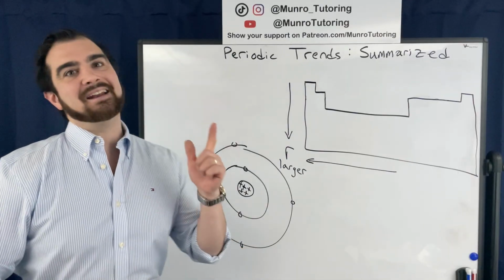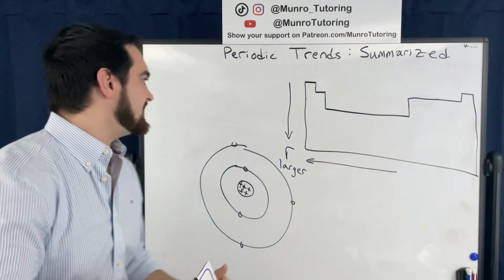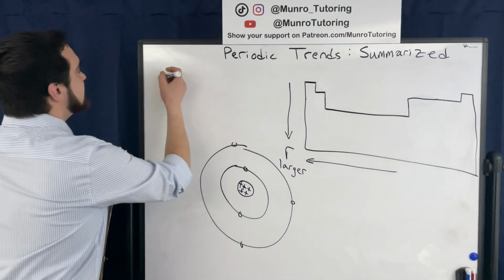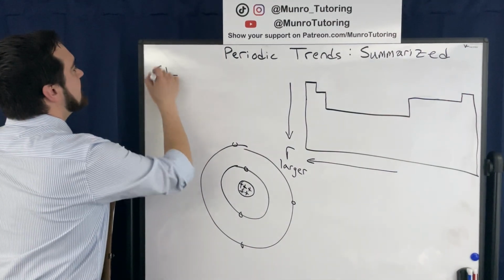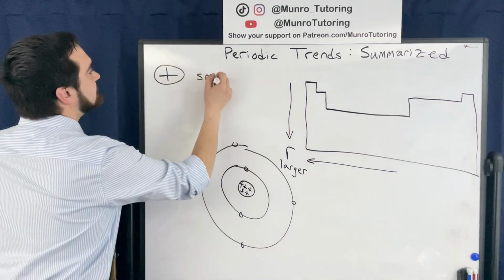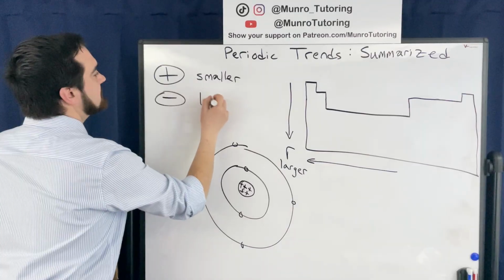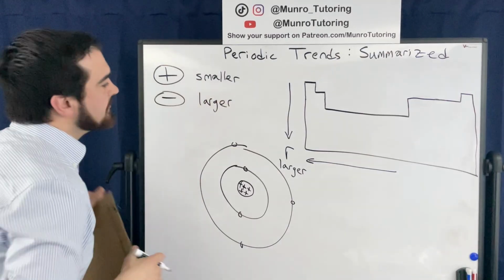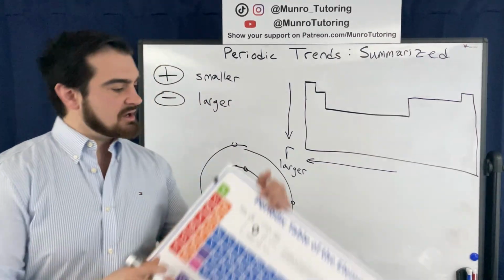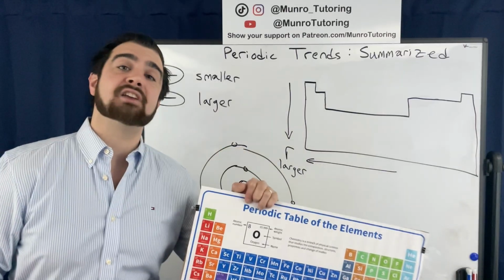Now, let's talk about ionization energy. And actually, let's just write a little something over here. So let's just say positive ions get smaller and negative ions get larger. Okay. Now, let's talk about ionization energy, right?